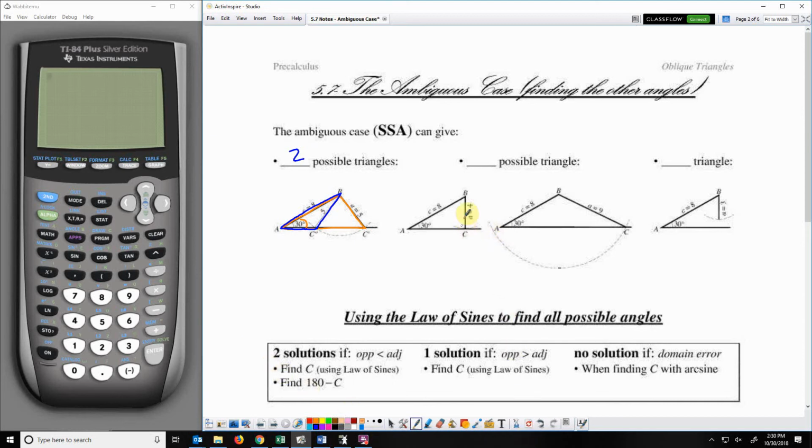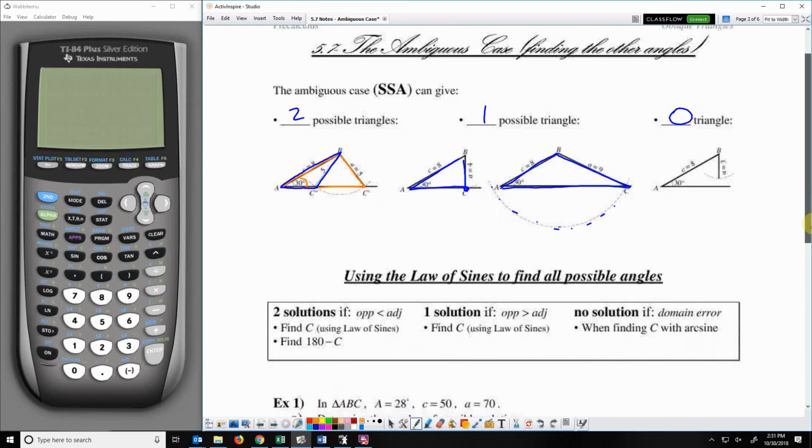Here, I've got 8, 4, and 30. And this 4, if I swing it around, it's only ever going to touch that third side one time. And here, with the 8, 9, and 30, if I swing that around, it's not going to touch that third side again. So there's only one possible triangle for these two cases. And in this case, I've got an 8, 3, and 30, and that 3 is not long enough to touch that third side at all, so there's no triangles there. So when you are given two sides and a non-included angle, there could be 1, 2, or even 0 triangles.